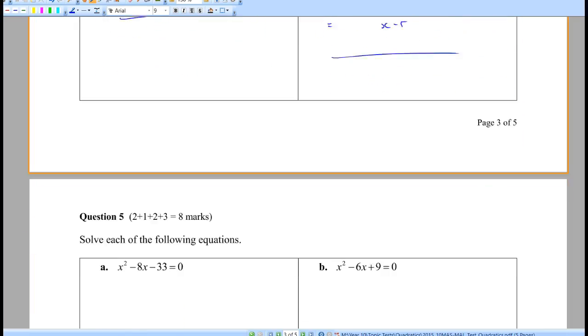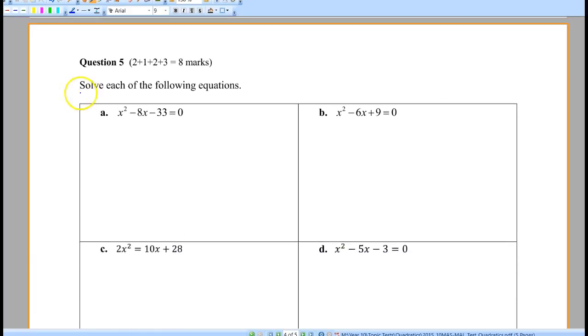Question 4, all done. Question 5 is solve. I love solves. Equations now. We're going to always look to solve our quadratic equations. Quadratic because there's a 2 there, it's squared. Remember, two solutions. We're looking to solve by factorization. If I can't factorize, I'll use the quadratic formula, or I'll solve by completing the square. But factorize if you can.